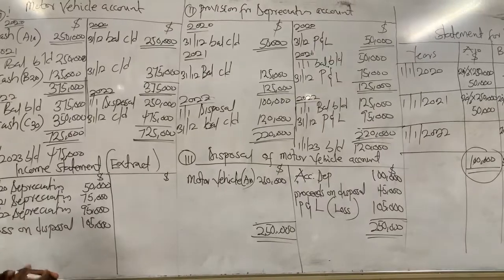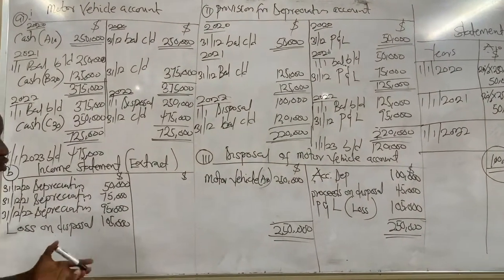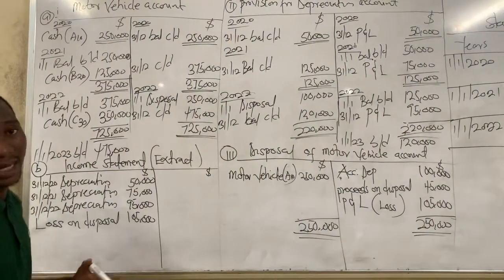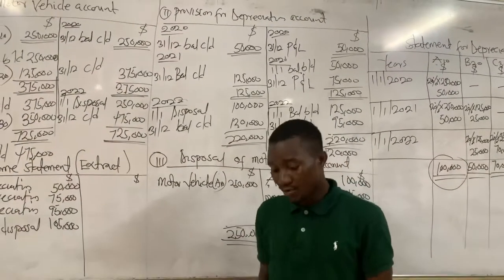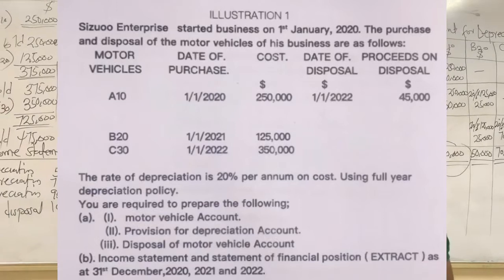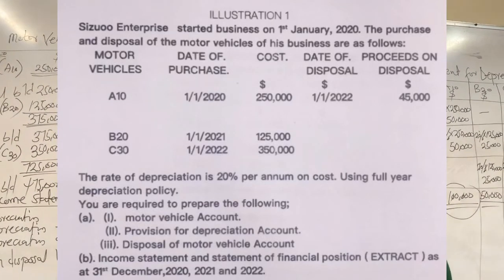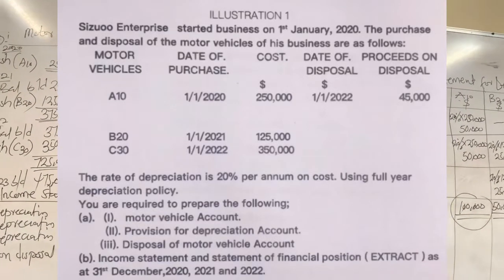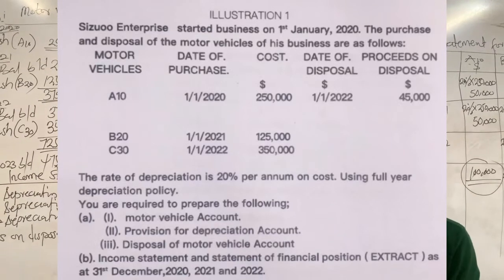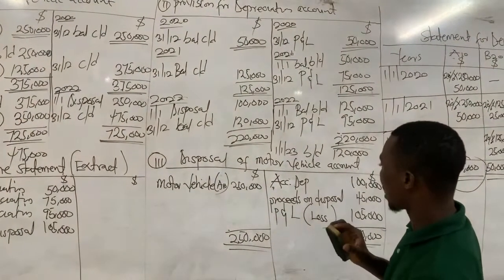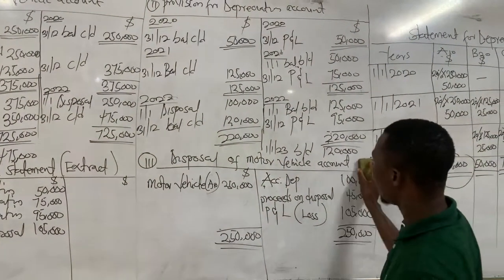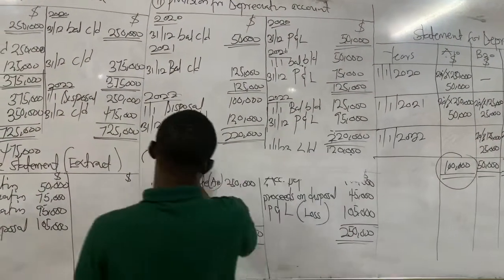Okay, and this is just an extract. So we are done. It is just an extract. We are not going to do anything about this. Is that okay? So as simple as ABC, it is just an extract. So the last part of our requirement is saying that we should also prepare a statement of financial position, by this time extract. So permit me to clean the disposal account and quickly make this entry. Is that okay?